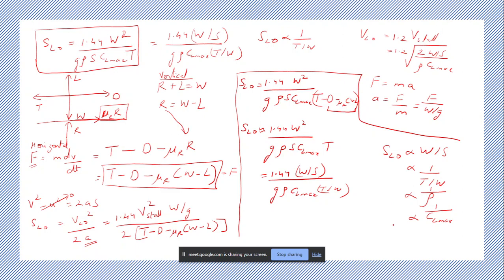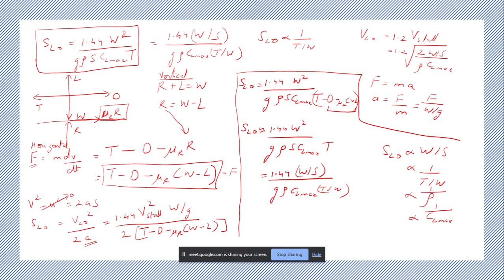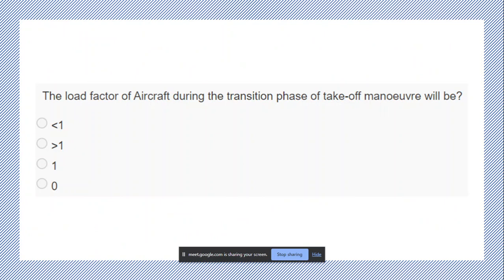Okay, so the answer here is, the question was thrust to weight ratio, that is thrust loading. If thrust to weight ratio increases, then takeoff distance will decrease because they are inversely proportional. Okay, let's go to the next question.